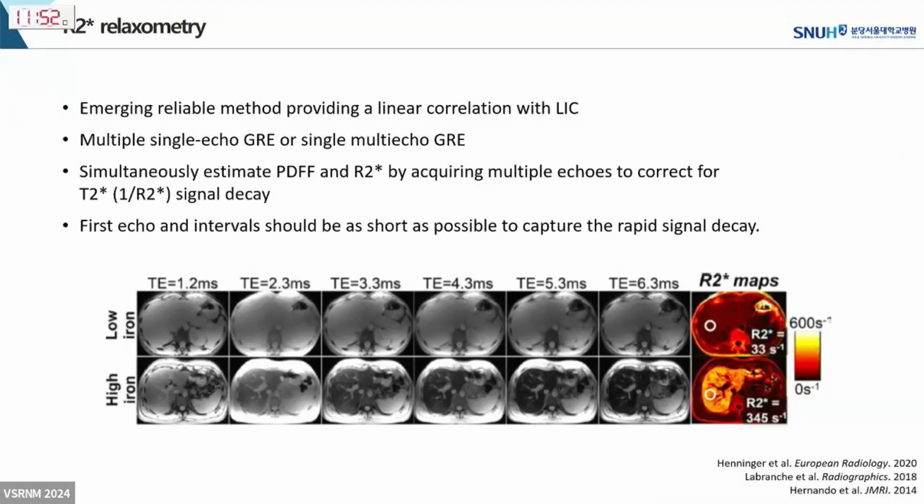R2 star relaxometry is an emerging reliable method. Unlike FerriScan, which shows a nonlinear correlation with the liver iron concentration, R2 star relaxometry provides a linear correlation. It can be calculated by multiple single-echo GRE or single multi-echo GRE. PDFF and R2 star are simultaneously estimated by acquiring multiple echoes to correct T2 star decay. To capture the rapid signal decay in severe iron overload, the first echo and interval among TEs should be as short as possible.